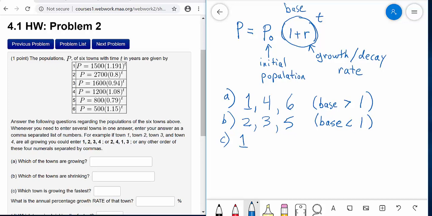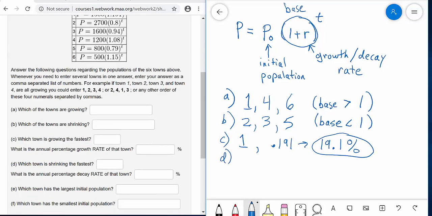1.191, and then it says what is the annual growth rate of the town as a percent. So 0.191 as a decimal represents a growth rate percentage of 19.1%. So that is the growth rate of town 1. For part D, we're trying to find which town is shrinking the fastest. So which town has the smallest growth rate?